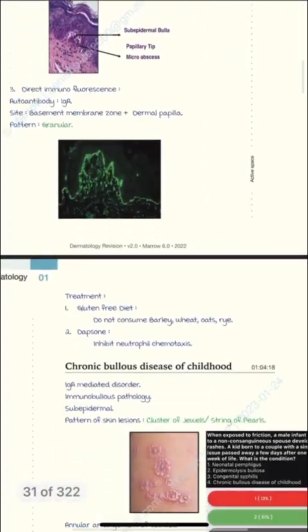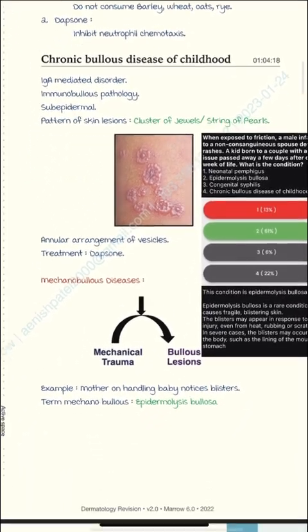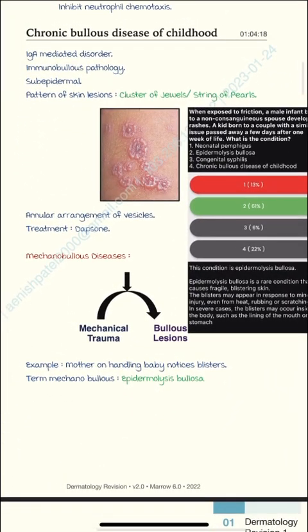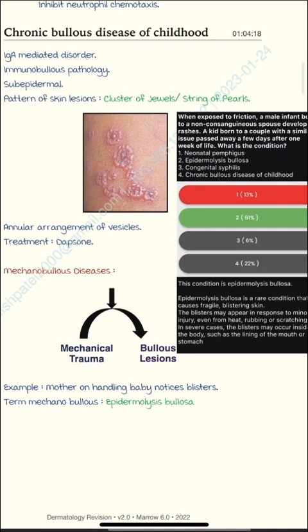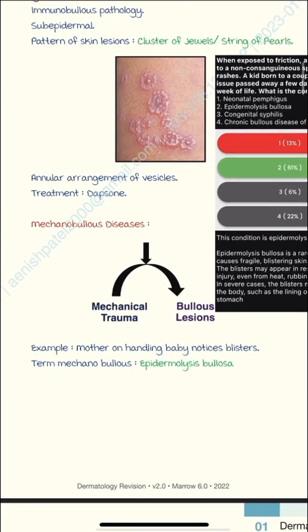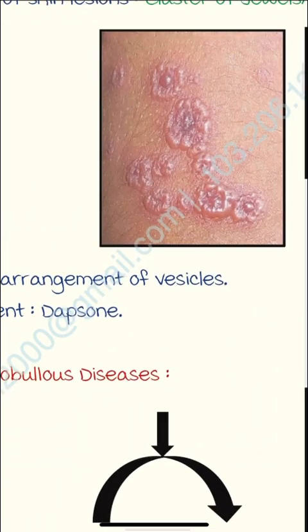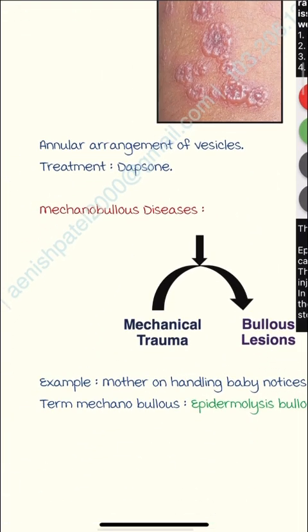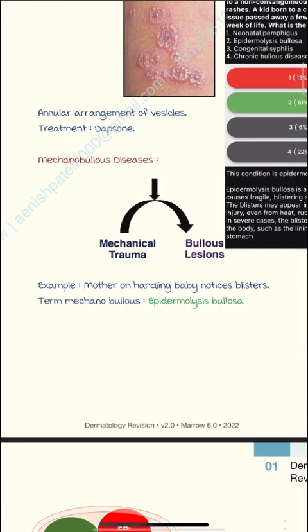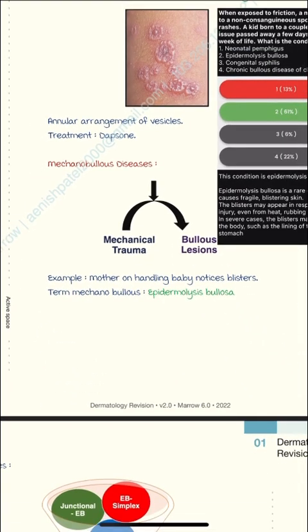Now let's see chronic bullous disease of childhood. It is an IgA mediated disorder, immunobullous pathology, subepidermal, and the pattern of the skin lesions is a cluster of jewels or string of pearls appearance. Annular arrangement of vesicles is seen. Treatment here is dapsone. Mechanobullous diseases include mechanical trauma and bullous lesions.